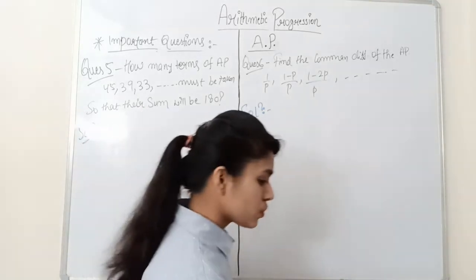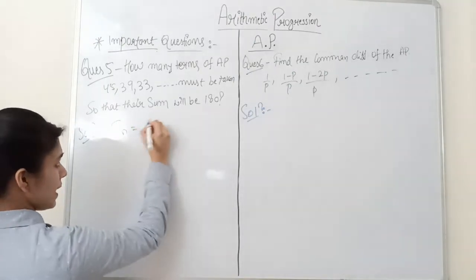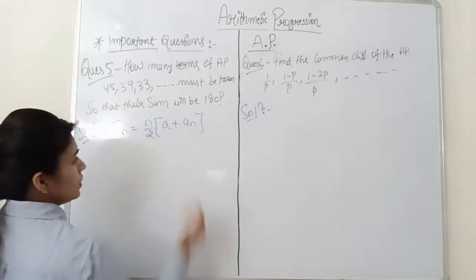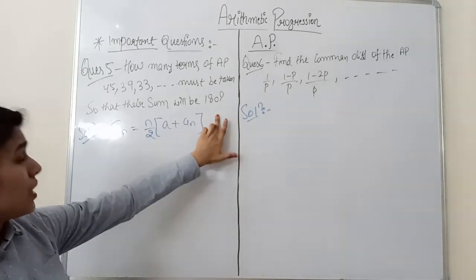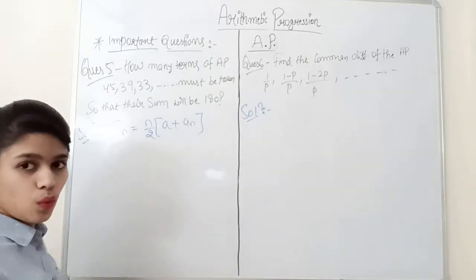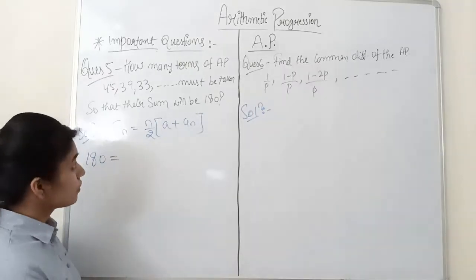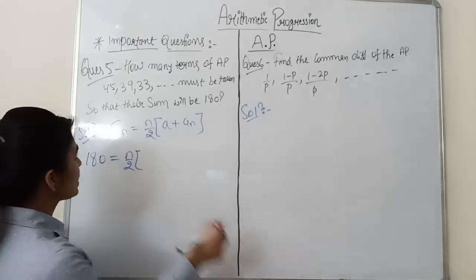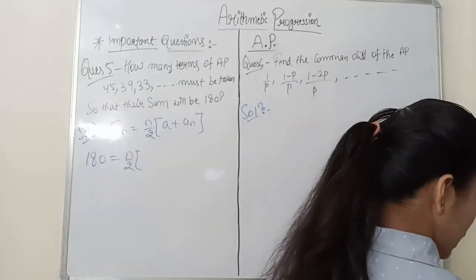Okay. So students, what is the formula for the sum of n terms? Sn is equal to n by 2 into a plus an. This Sn should be 180, but how many terms should be added so that the sum will be 180? Sn is equal to 180, which is already given, n by 2 into a plus an. A is 45, an is a plus n minus 1 into d.